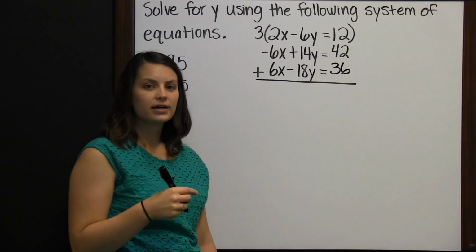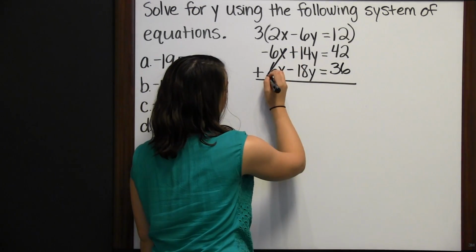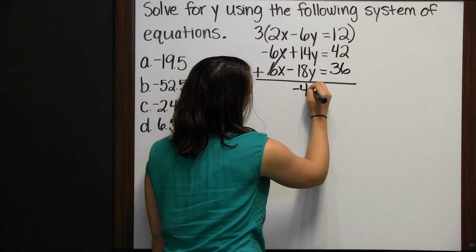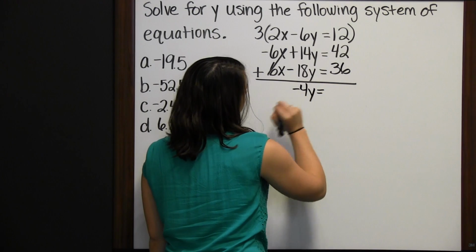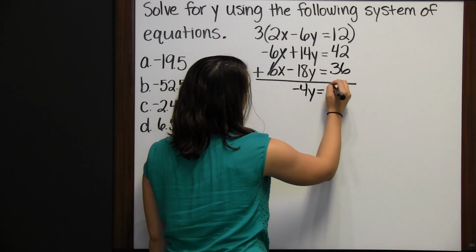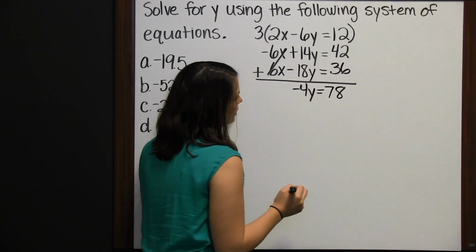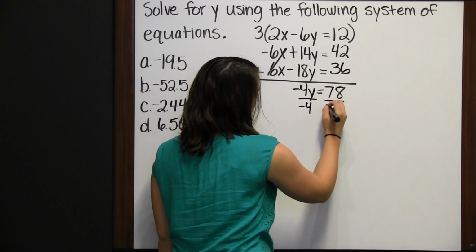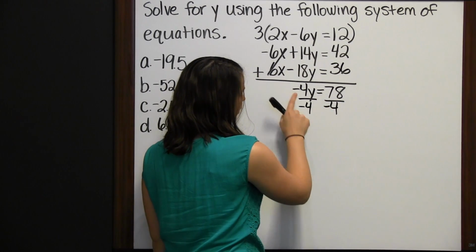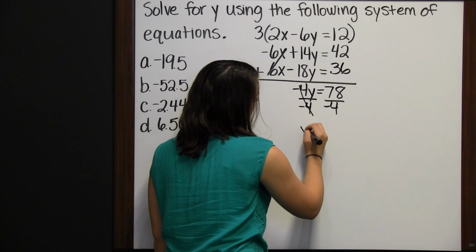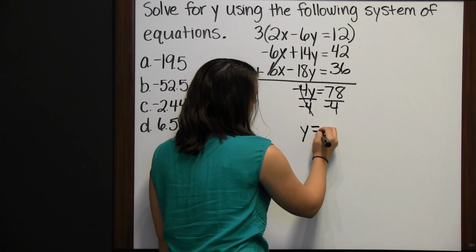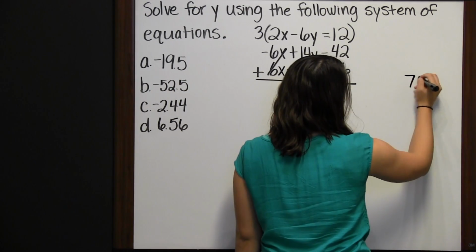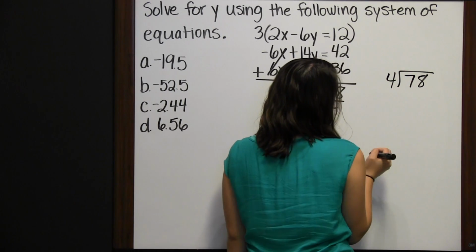Negative 6x and 6x is 0. They cancel. 4y and negative 18y is negative 14y. Bring down the equals. 42 plus 36 is 78. Then to solve for y, I need to divide both sides by negative 14. Negative 14 divided by negative 14 is 1 times y is y equals a positive divided by a negative is a negative. And then I just need to go off to the side and divide 78 by 4.